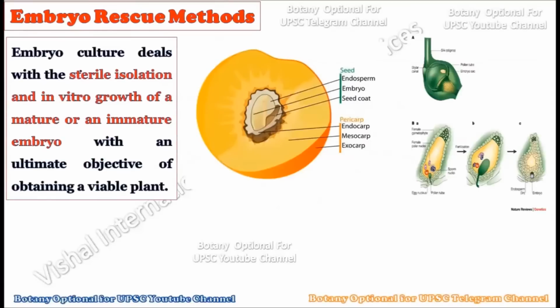Now consider the first slide. Whenever we say embryo culture, it deals with the sterile isolation and in vitro growth of the mature or immature embryo with the ultimate objective of obtaining a viable plant. That literally means whenever you grow the embryo in the plant tissue culture laboratory, we call it embryo culture because we are using the embryo as an explant.